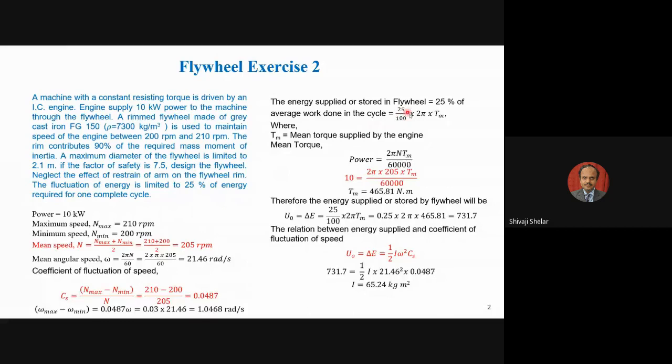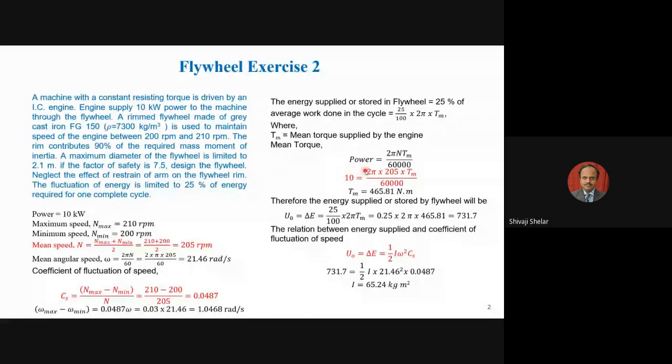So 25% means 25 by 100. Average work done in the cycle is 2 pi Tm. So Tm stands for the average torque or mean torque acting during that cycle. This torque can be evaluated from power, or if you know the turning moment diagram and the areas, you can do the summation of areas and divide by the length, and determine the mean torque there. So Tm is the mean torque supplied by the engine.